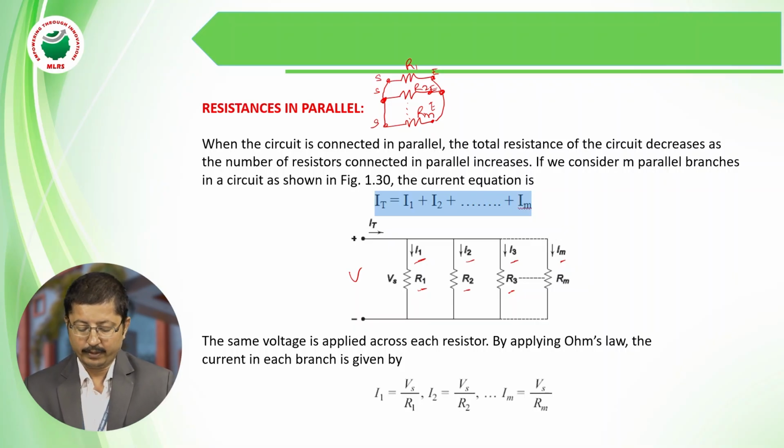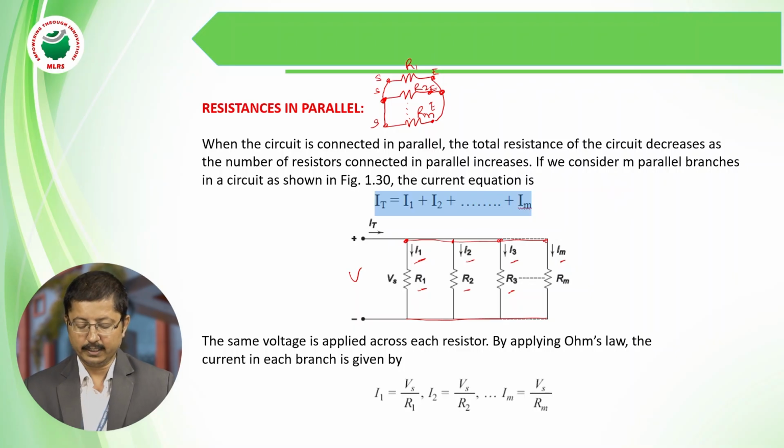One more point we have to take here: the voltage at every branch. If we take the voltage at this point, this point, this point, and up to this point, we can say that the voltage across all the branches will be the same because they are connected to the positive terminal and the negative terminal. So the voltage in parallel circuits will be the same, but the current will be divided.